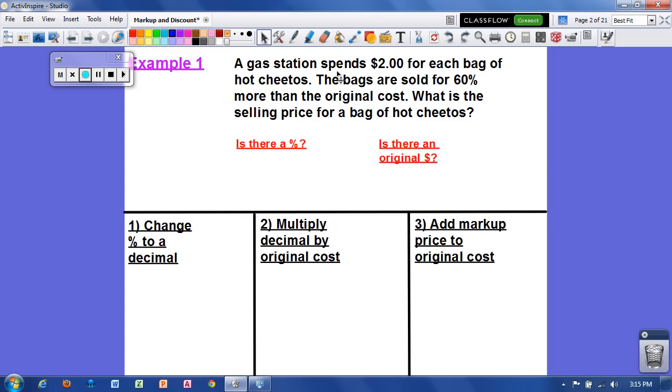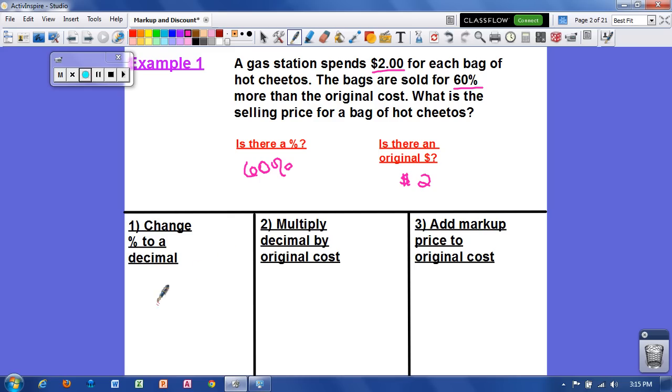So a gas station spends $2 for each bag of hot Cheetos. The bags are sold for 60% more than the original cost. What is the selling price for a bag of hot Cheetos? Well, do we have a percent here? Yes, we do. 60%. Is there an original cost? Yes. It originally cost $2 for each bag.